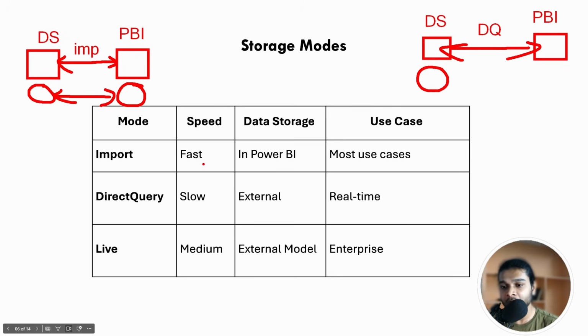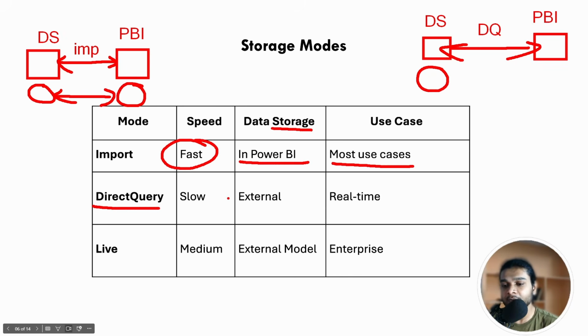So on import mode, speed is fast. When we run a query, it executes faster because the data is stored locally and it doesn't need to change the calculations or anything into a data source understandable format. So everything is executed locally, and that is why it is fast. The data storage is in Power BI itself, and the use cases are most of the use cases.